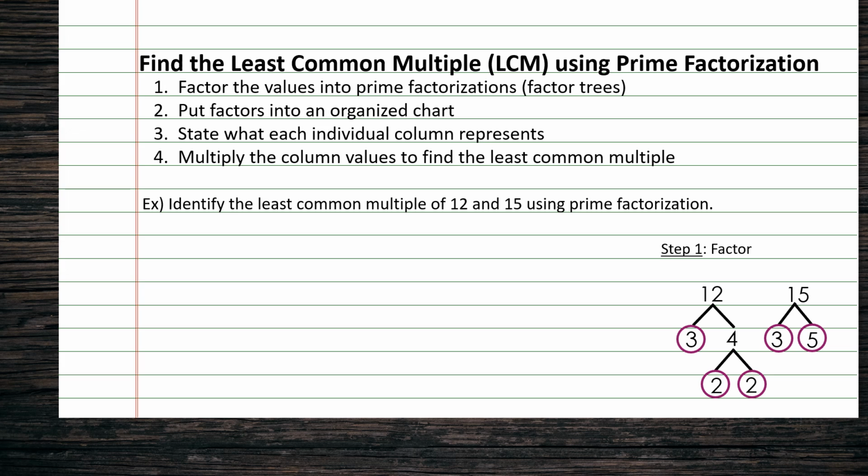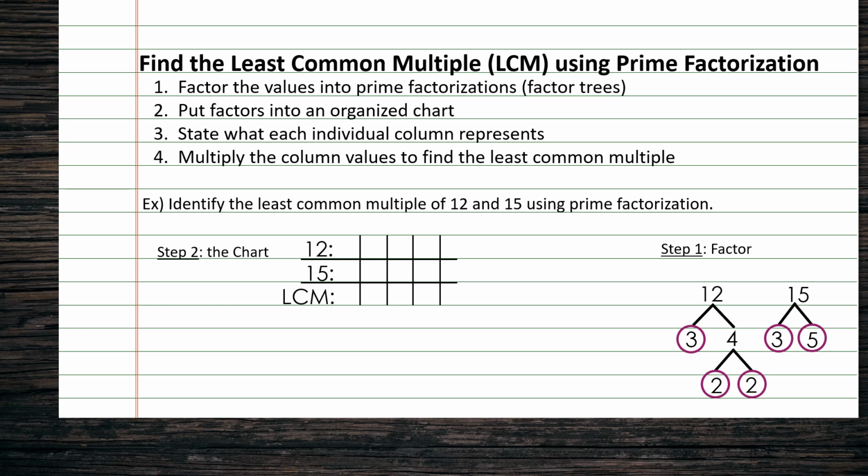Now we're ready for step 2, to put the factors into an organized chart. Well, this chart is simply made up of rows and columns. The first row will represent 12 and its factors. The second row will represent 15 and its factors. And the third row is going to be the LCM, or the least common multiple.